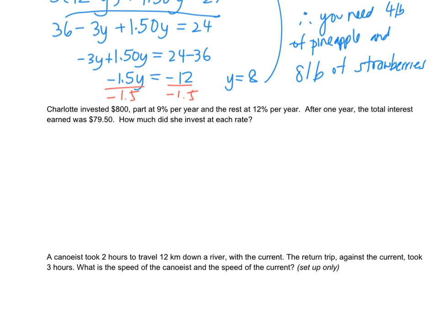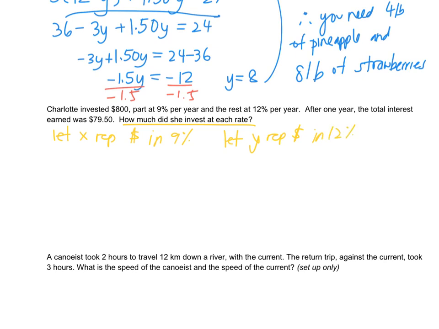So when she's putting money into an account, let's say the 9% per year, at the end of the year, the bank would calculate what 9% of 800 is if she invested the entire 800, and then they'd add that to her account. Okay, so the question is, how much does she invest at each rate? So those are our let statements. Let X represent money in 9%. Let Y represent money in 12%.